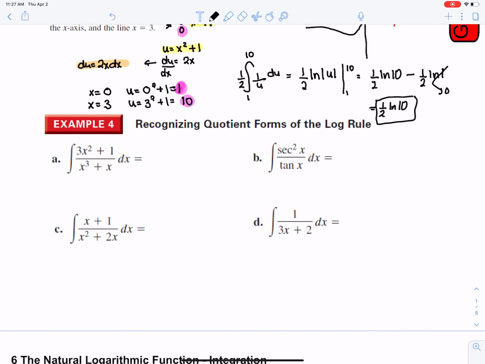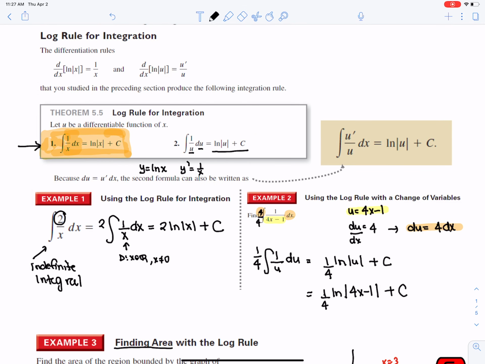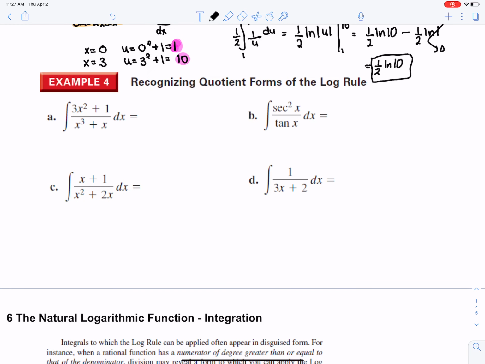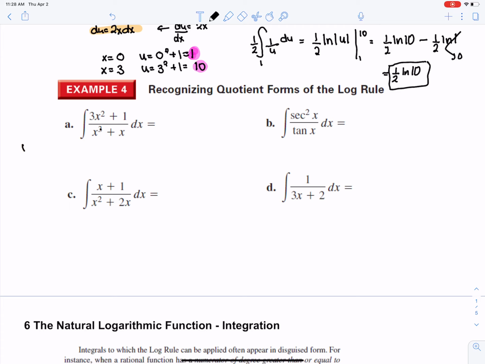Now, again, we're going to continue using integration by substitution to recognize this new formula that we're learning up here in orange. So I take the derivative of the bottom, 3x squared plus 1. I notice that that derivative is on the numerator, so I'm ready to do integration by substitution. I'm going to let u equal 3x squared plus 1. Whoops, not 3x squared plus 1. x cubed plus x.